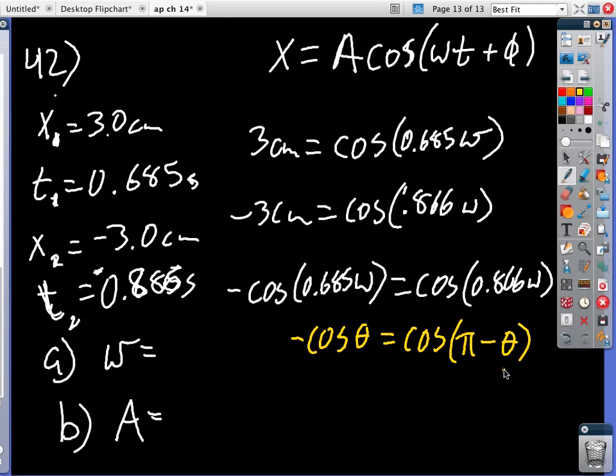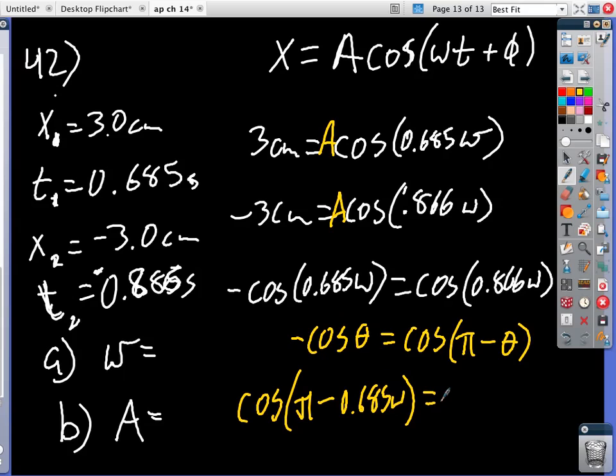Anyways, I would substitute this one in for that. That's how I get this. Of course, there should be an A here, but then of course the A's cancel out here, and then we can use this to say cosine of pi minus 0.685 omega equals cosine of 0.886 omega. Then take the inverse cosine of both, and then add them up. And then solve it.